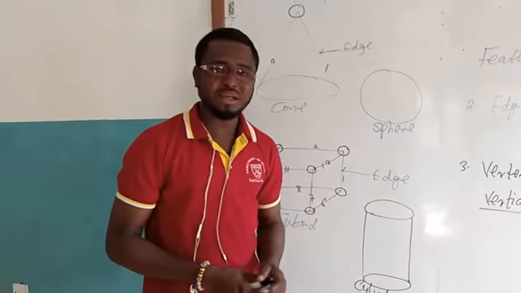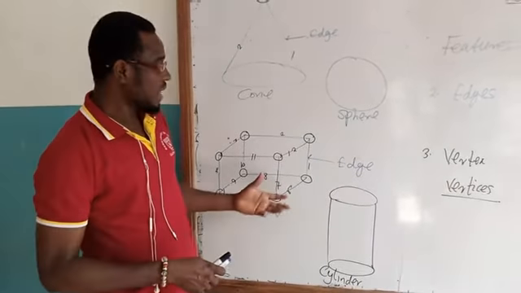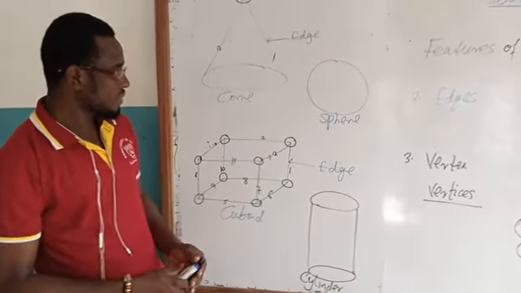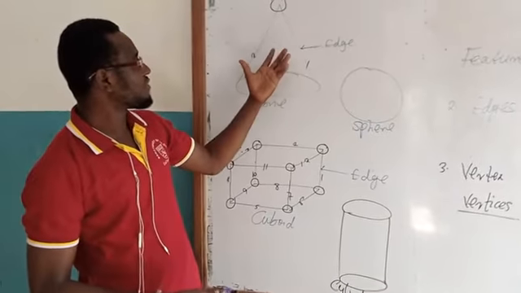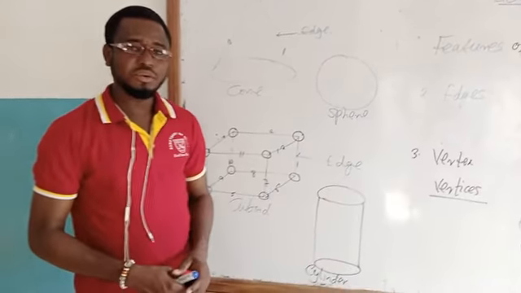Alright. So you need to be able to know some of these features in a 3D object to be able to answer the questions that I'll be giving you. There are some questions around, and you will answer them appropriately on the number of vertices, number of faces, and the number of edges.